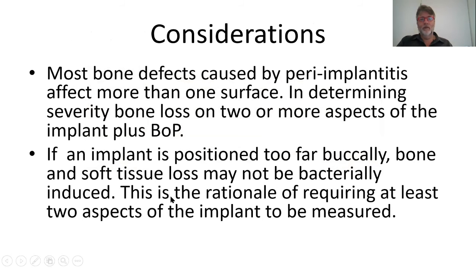So most bone defects caused by peri-implantitis affect more than one surface of the implant. In determining the severity of the bone loss on two or more surfaces of the implant, you can perhaps use bleeding, you can use a probe going around it, but you have to try and work out, and sometimes when you lift these flaps, you end up going all the way around the implant, and you find nooks and crannies and buried things, and it can take quite a bit of time. In fact, it takes longer to do this than to put an implant in. And then that starts you to think.